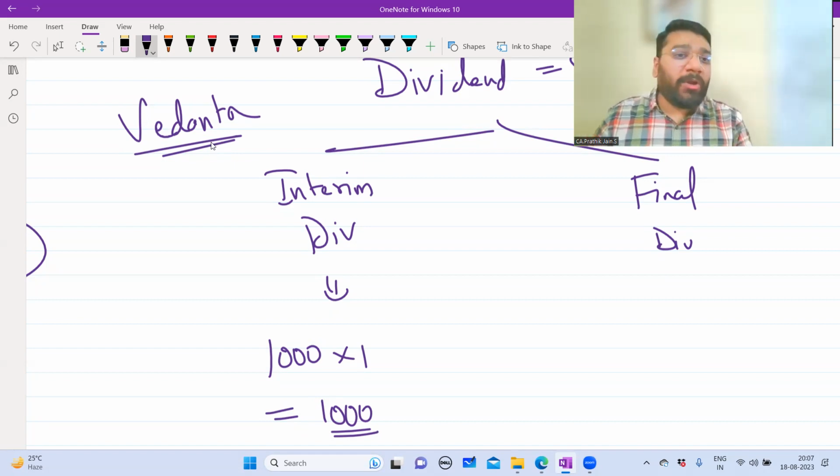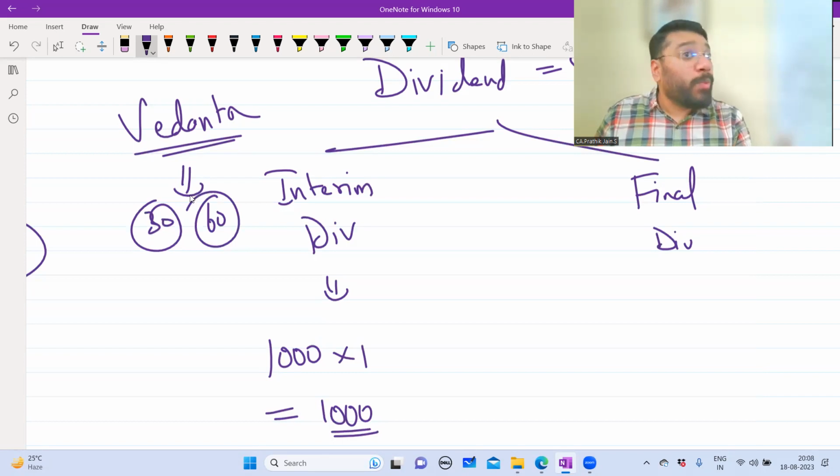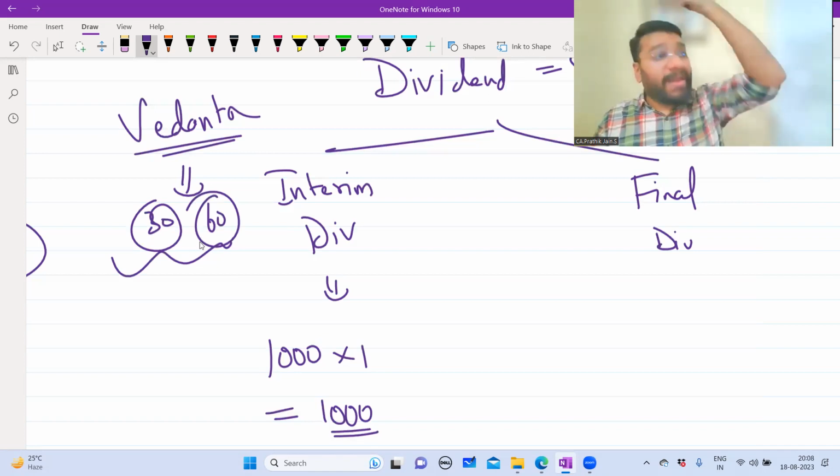Now the best part of Vedanta is that recently, since COVID, this company started paying excellent dividends, as good as 30 rupees per share to 60 rupees per share. A lot of people started investing in Vedanta. So what attracted them to invest in the company? The dividend that they paid. Did they pay the 60 rupees in one shot? No, they paid in multiple parts. So interim dividend 1, interim dividend 2, interim dividend 3, then final dividend.